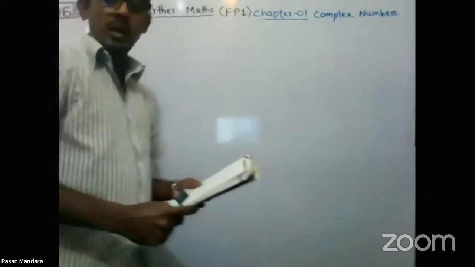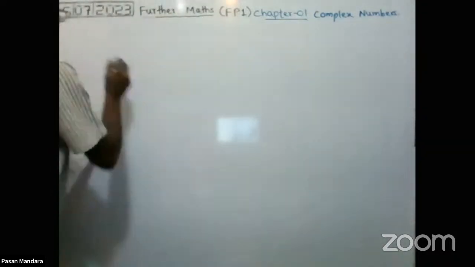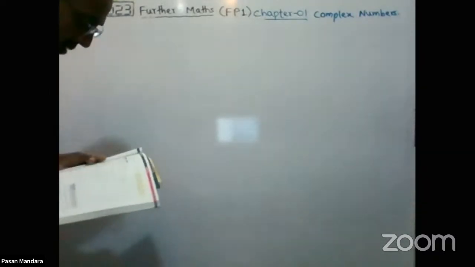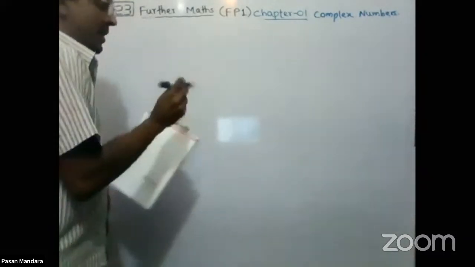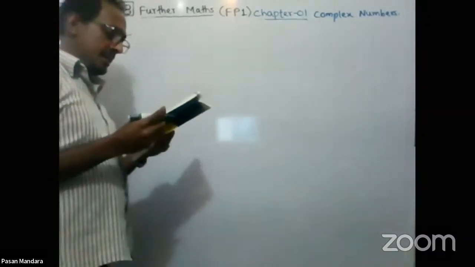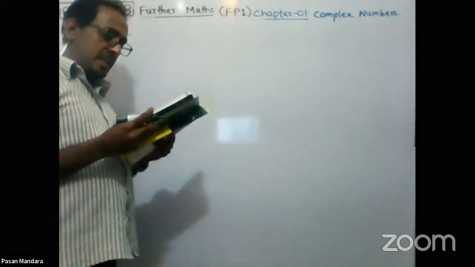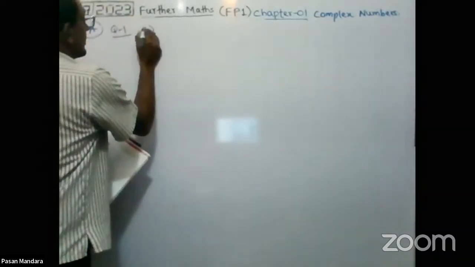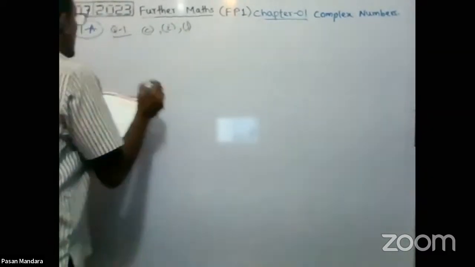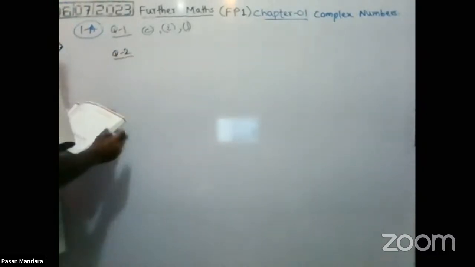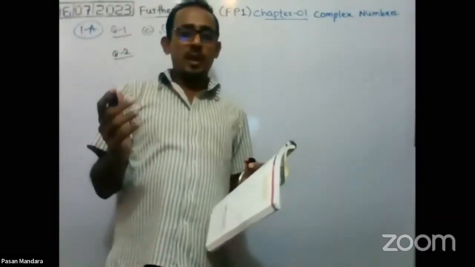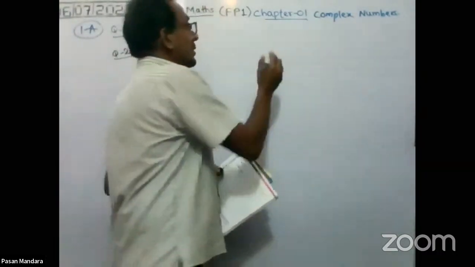Okay, now we can move to Exercise 1A. So you can try with this knowledge. Question number 1, try parts C, I, J. So real parts you can add together, imaginary parts you can add together. And one more thing.